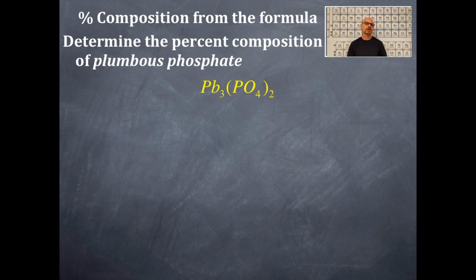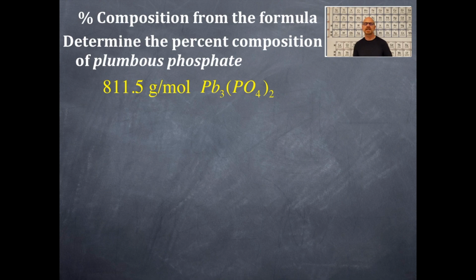So now what you're going to do is pause the video really quick and get the molar mass for plumbous phosphate. You're going to round it correctly using the least number of decimal places, because your last operation in determining the molar mass is addition. So here we go. You should get the molar mass of 811.5 grams per mole.